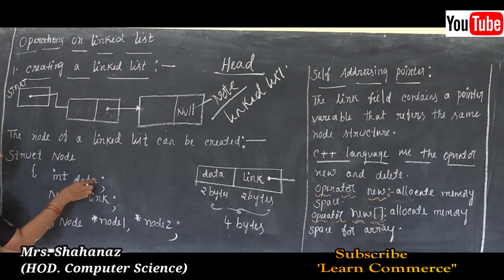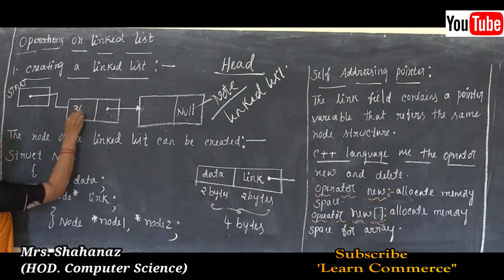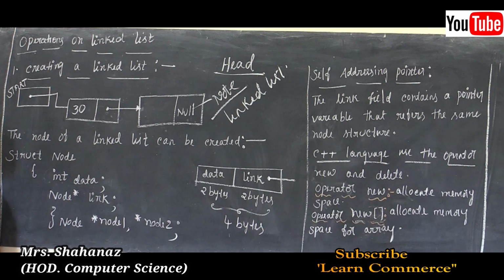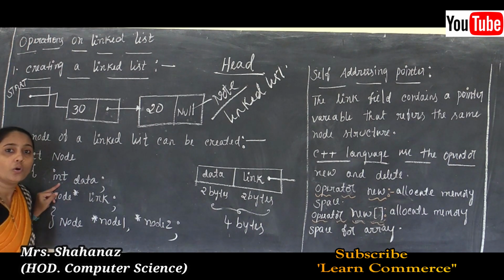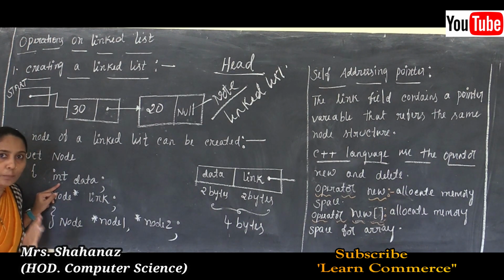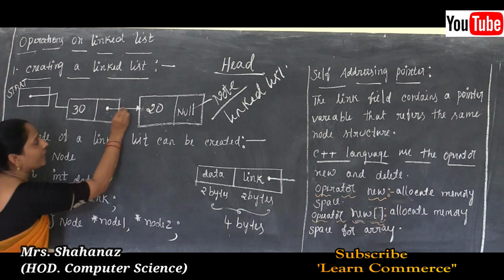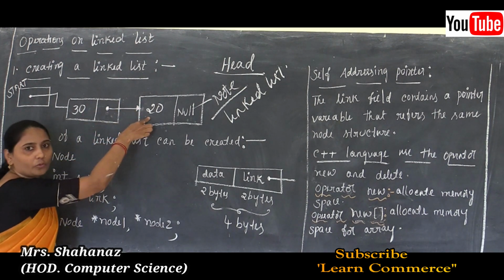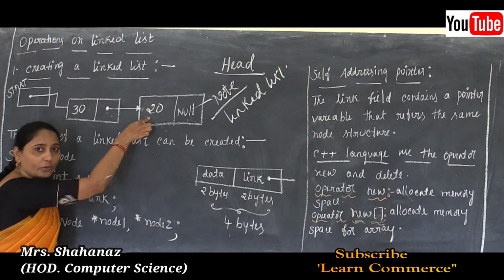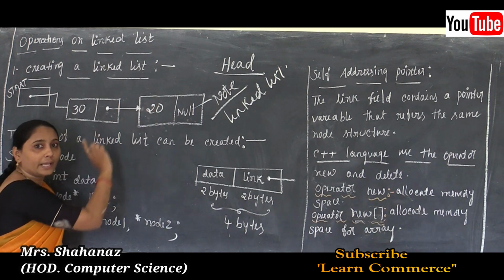Why do we use the data type int here? Because we are going to store a value, maybe 30 or maybe 20. We know that int means a whole number without any fractional part. So int data here, and then a node pointer link. This is used to make the reference to the next node, to make the link to the next node.